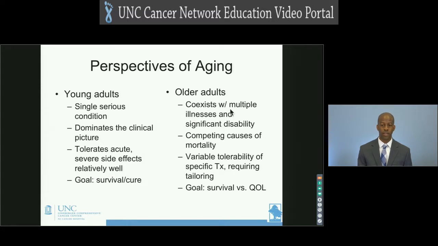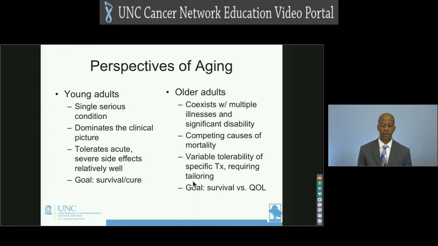Whereas in older adults, they tend to have multiple existing or coexisting comorbidities, and the cancer is just one of those. The cancer is often a competing cause of mortality. There are some patients who walk into our clinics with very small, for example, breast cancers that would never impact their survival, and who have underlying cardiac disease with 50 or 60% mortality from their heart disease. And in that case, the cancer may not impact their overall outcome. They have variable tolerability to the specific treatments, and they require tailoring of their therapies because of their comorbidities and because of their risk of having these side effects.